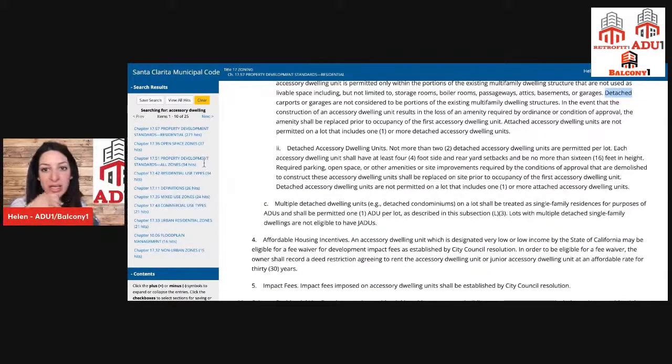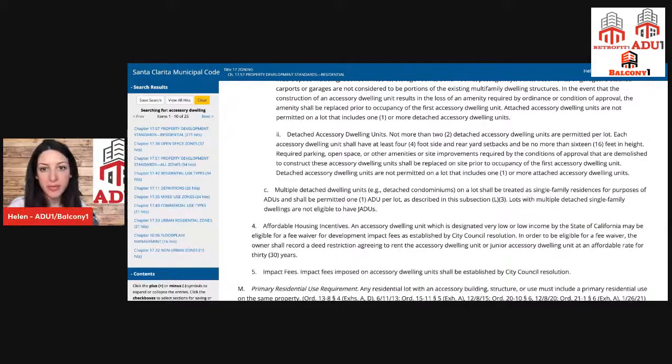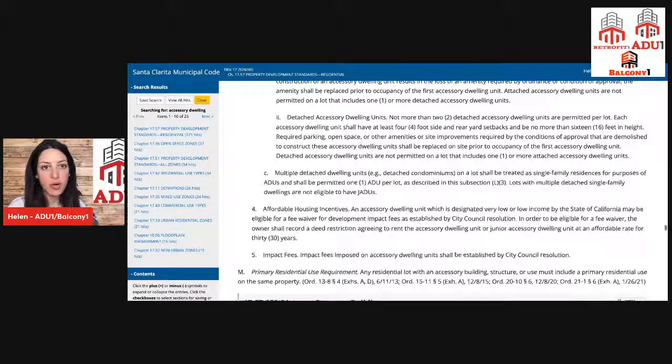For detached ADUs, you can have no more than 2, so up to 2. And again, you can only pick one configuration. You still have to have your 4-foot side and rear setbacks, which still apply to both single family and multifamily. 16-foot height limit. Open space may still apply, and so forth.